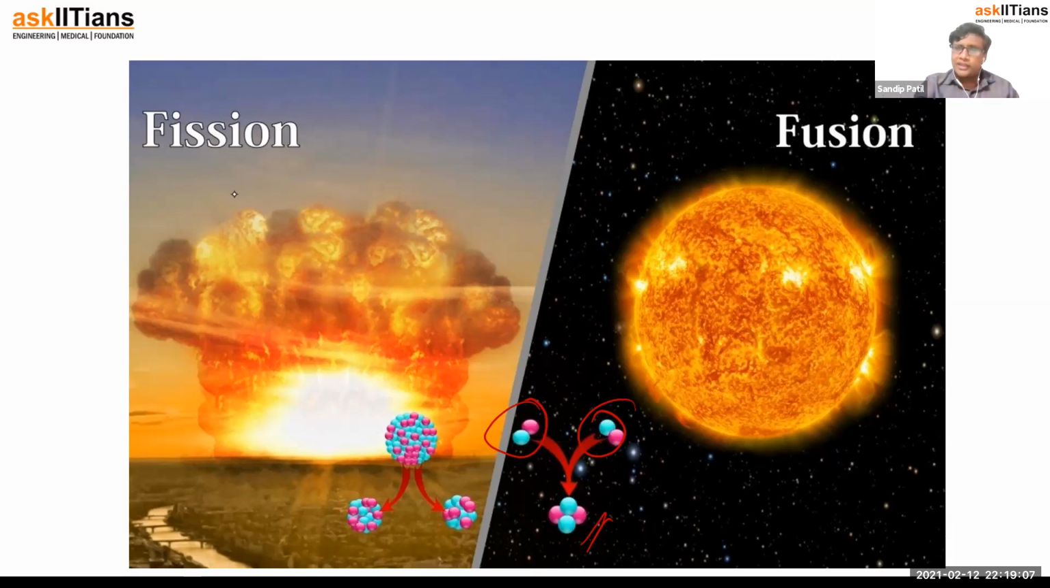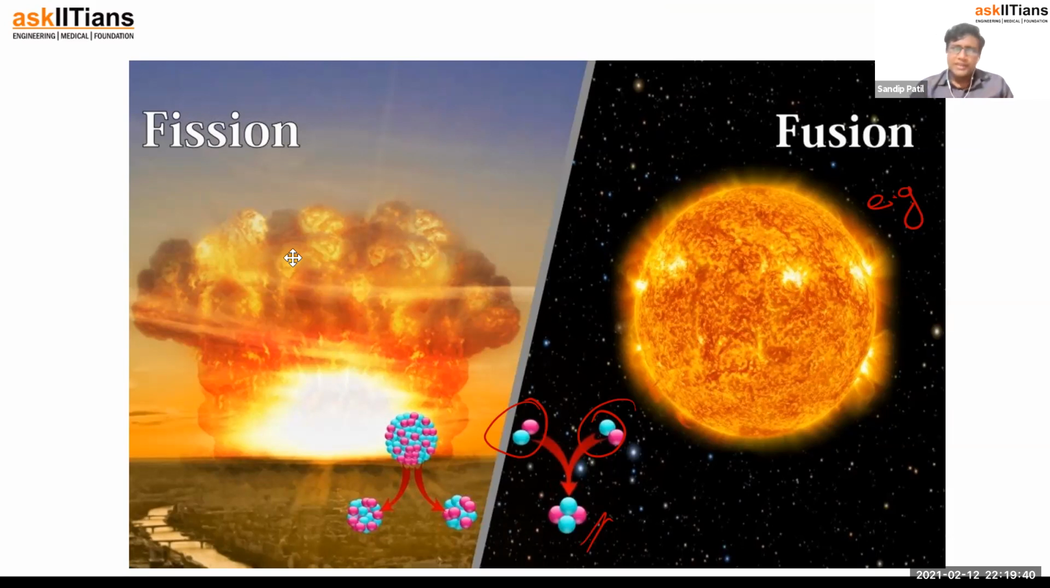Then in fusion, the best example for fusion is our sun, right? So in the core of the sun, we know the sun is very hot, right? You can even see in the diagram, it looks like it is just heating. There is a lot of temperature there, right? So how is the sun getting that temperature, that heat? It is because the fusion is there in the core of the sun, right?